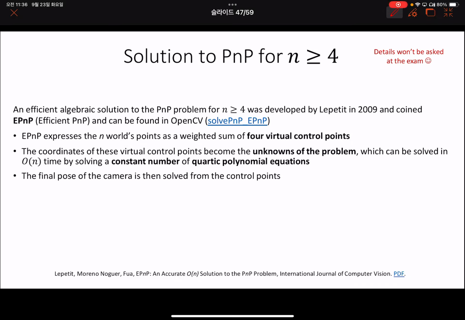And if we have more than 4 points, then we can use more points. The previous strategy was using 3 points to get 4 valid solutions and pick the best one by introducing additional points. But what if we just use many points at the initial stage? That is possible. But if we have more and more points, the operation becomes heavier and heavier. That is the reason why we restrict the number of points to 3 and then use additional points. If we have more than 4 points, the EPnP, efficient PnP algorithm, can be used. You don't have to remember the details, but this is what is happening when we have more than 4 points.